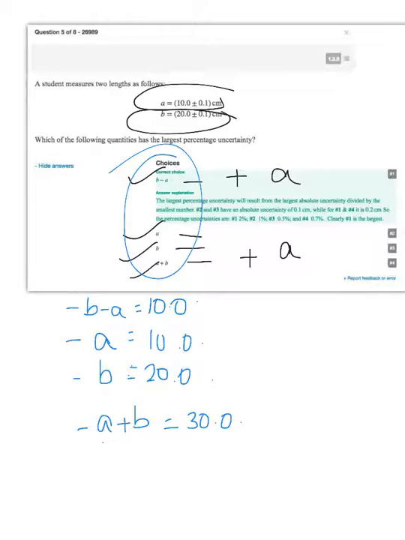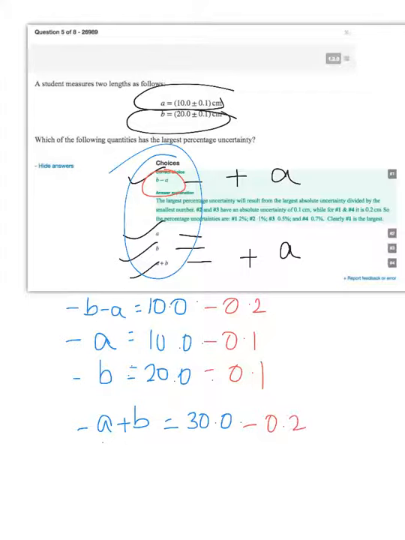Now part 3. Let's work out our uncertainties for each. Well, for B minus A, we are adding the absolute uncertainties, so it's 0.2. For A, the absolute uncertainty is 0.1. For B, the absolute uncertainty is 0.1. And for A plus B, the absolute uncertainty is 0.2. So those are our final uncertainties.